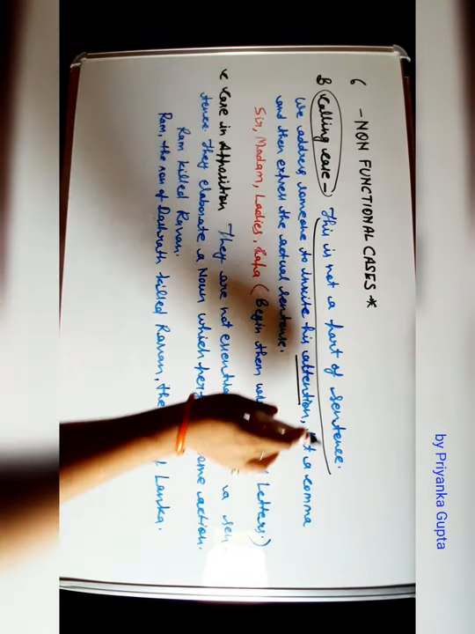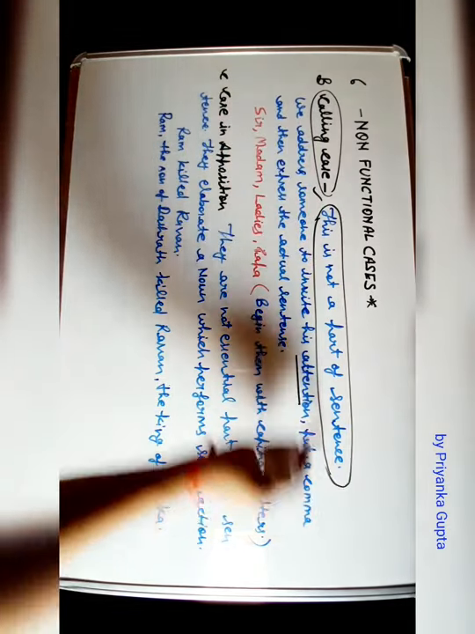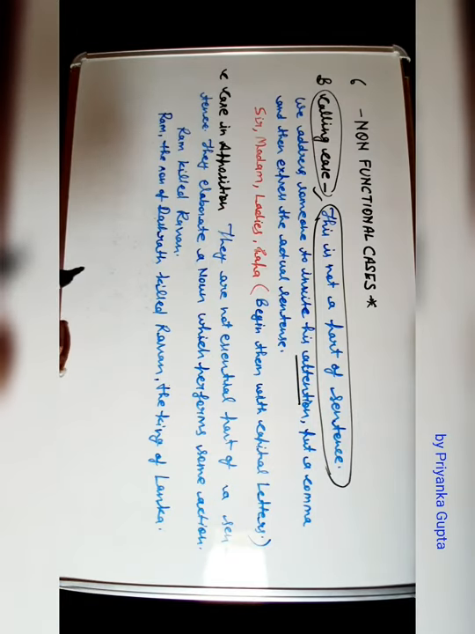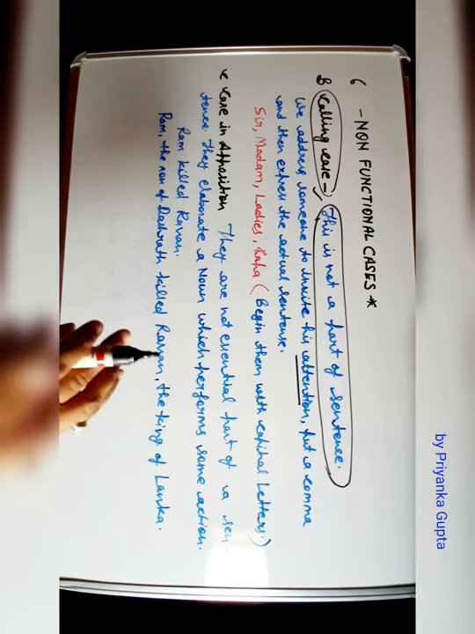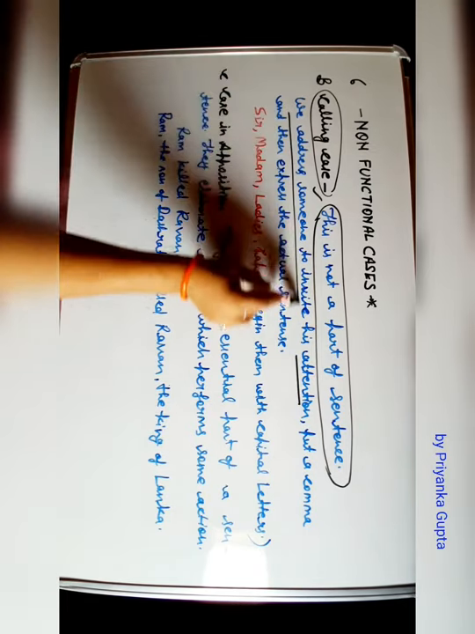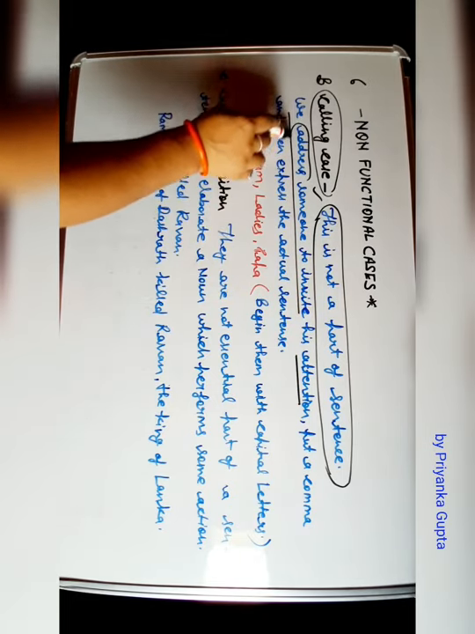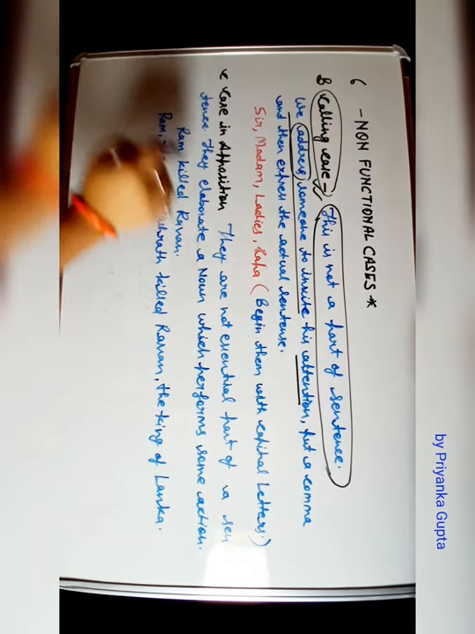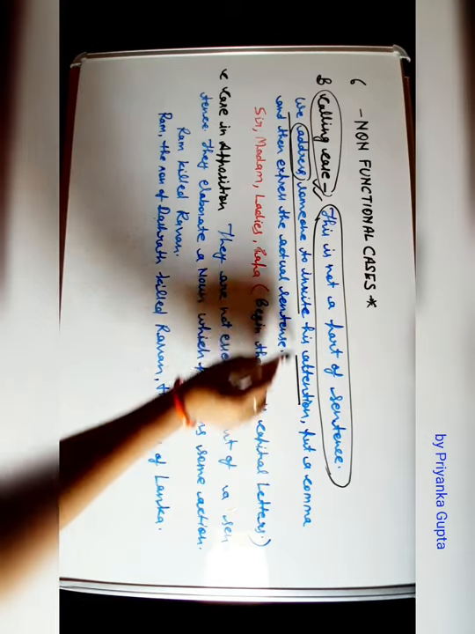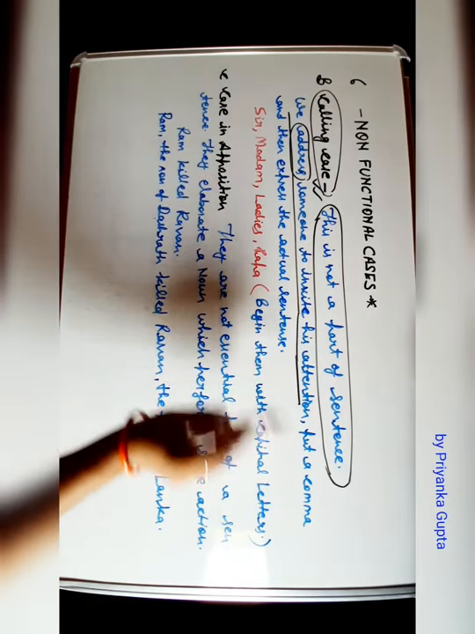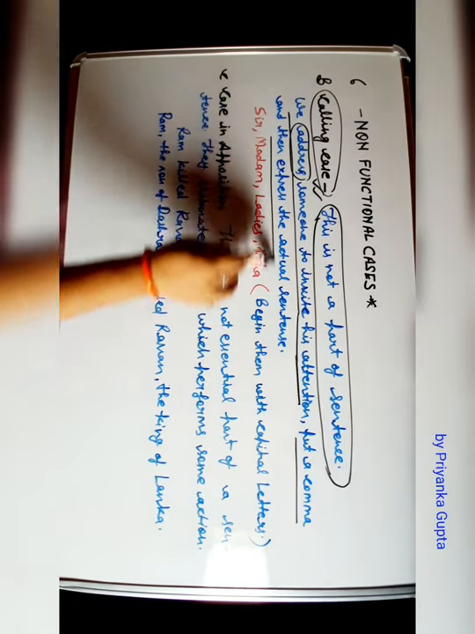Come to the next, and this is your second one, the calling case. The calling case is not a part of a sentence. But if we are going to say something to someone, we address them to invite. The word we use to address is called the calling case. First we use the calling case, then put a comma, and then express the actual sentence.